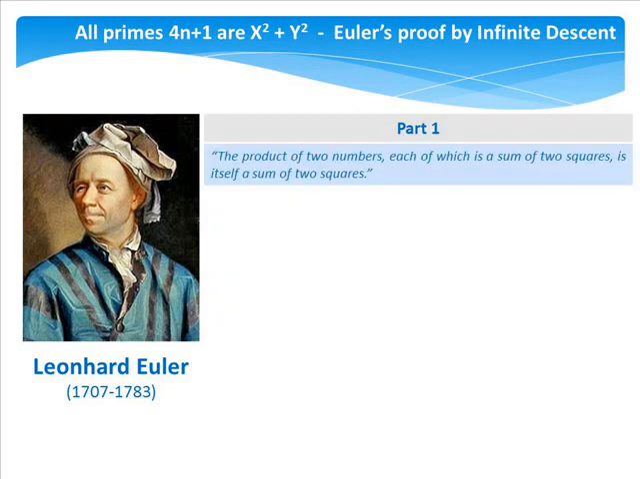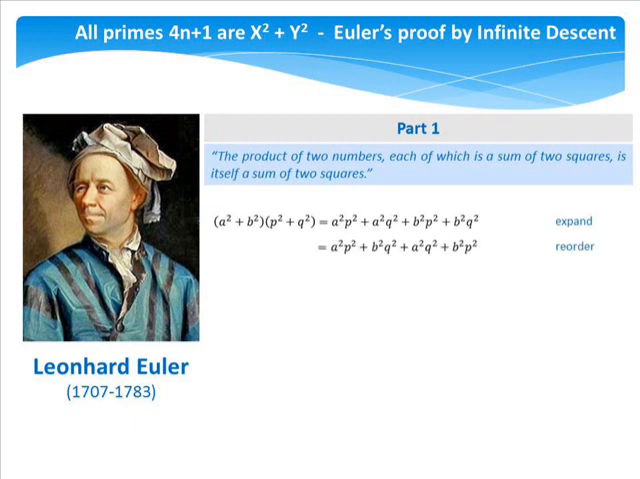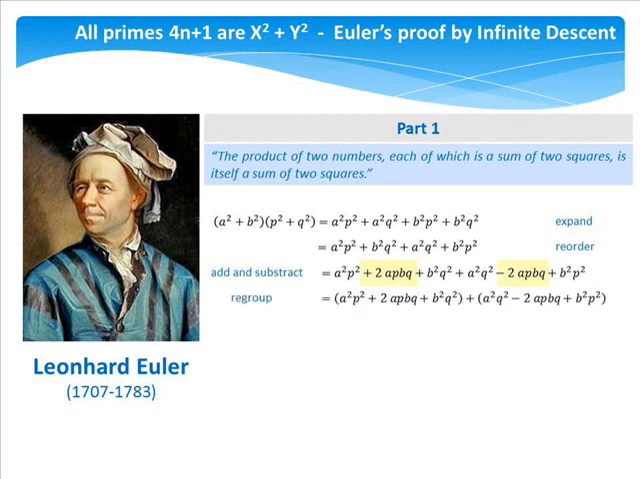The product of two numbers, each of which is a sum of two squares, is itself a sum of two squares. In this statement, Euler demonstrates what is now known as Brahmagupta's identity. The process begins by expanding the product of two sums of squares and then rearranging the terms. We then add and subtract the product of 2apbq, allowing us to regroup the terms into two perfect square trinomials. These trinomials can then be factored, resulting in a new sum of two squares. It's important to note that the first square includes a plus sign, while the second contains a minus sign.